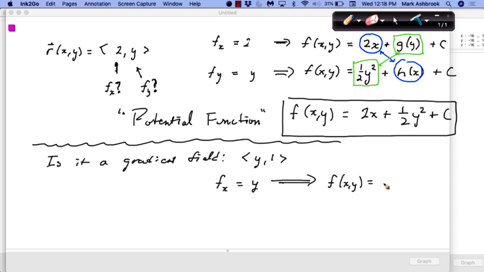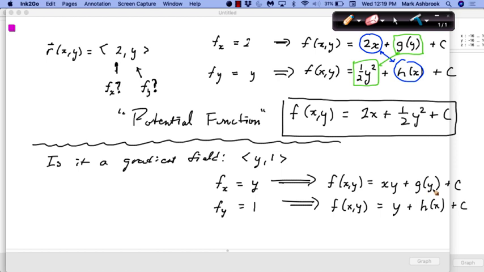We'd have a term xy, right? And then we could have a function strictly of y that we wouldn't see in the partial with respect to x and a constant. All right, and then another perspective on the exact same function would be from the information that the partial with respect to y is 1. And what view of the function does that give us? y plus some function of x.